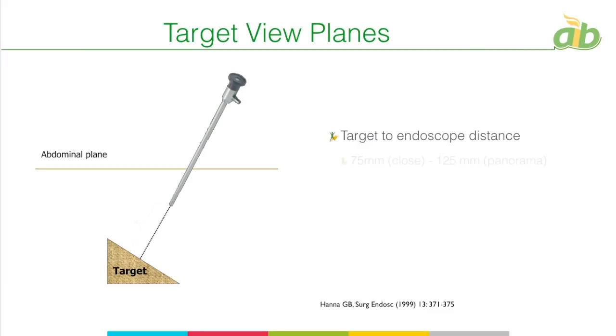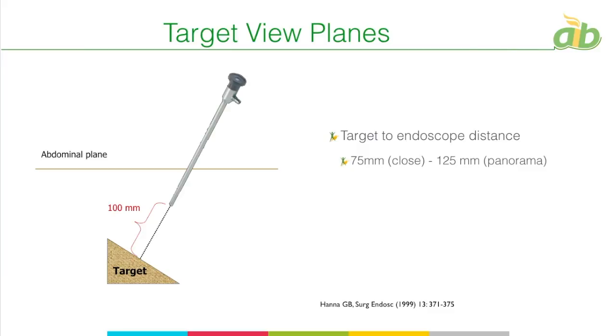First plane is the target to endoscopic distance. The distance between the tip of the telescope and the target has to vary depending upon the steps of a procedure. It has to be between 75 millimeters and 125 millimeters. If at all you want to do a suturing where you have to go so close, or a dissection between a vessel and fat, you have to be very close, which has to be around 75 millimeters.